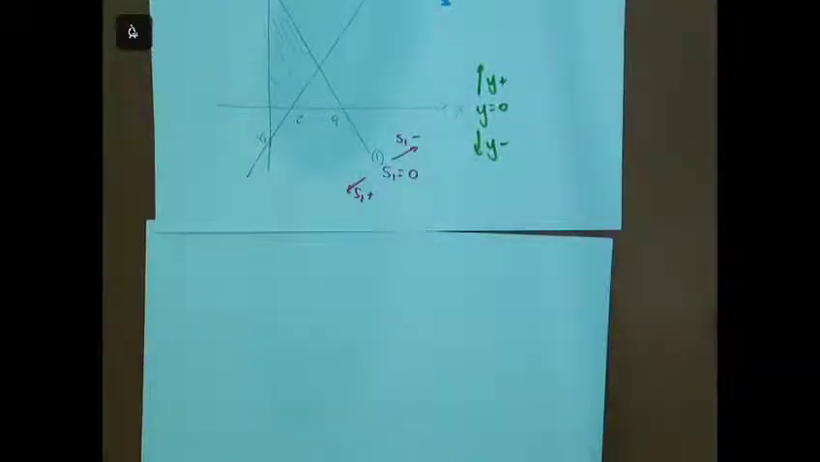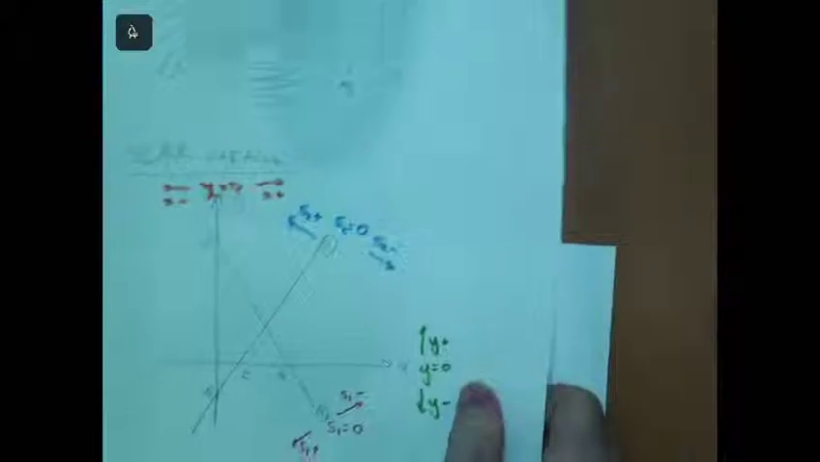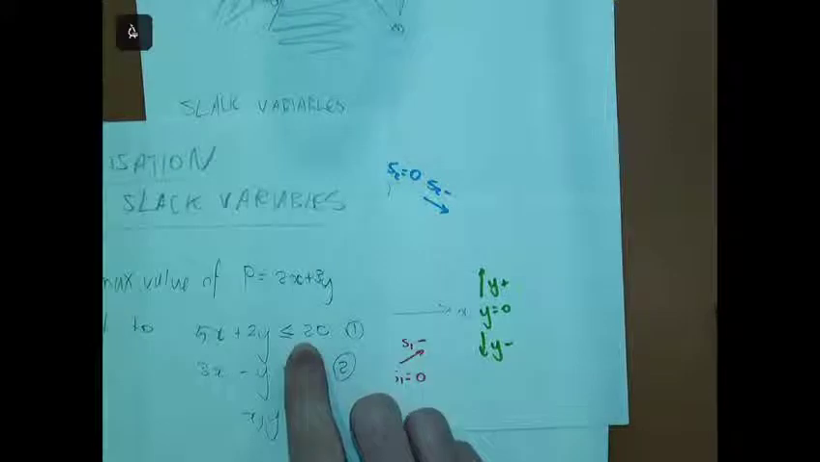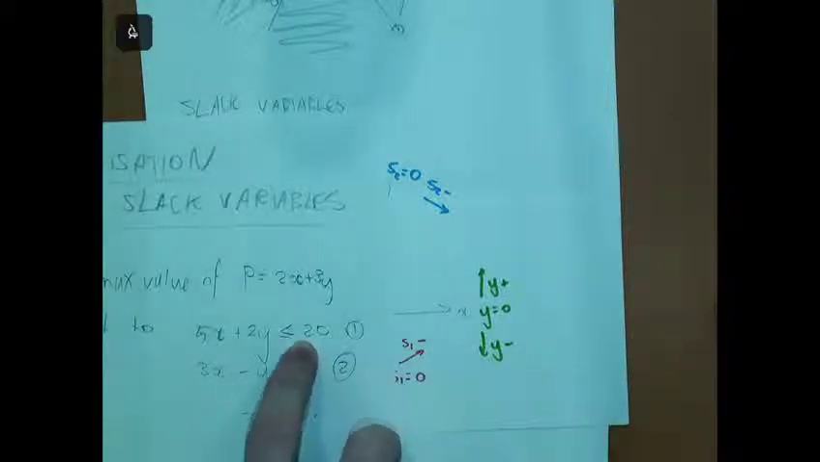Right. Now, how are we going to do that? Well, line number 2, or maybe line number 1, had this equation here. Every point on the line, 5x plus 2y is equal to 20. Every point on the good side of the line, 5x plus 2y is properly less than 20. And every point on the bad side of the line, 5x plus 2y is more than 20.